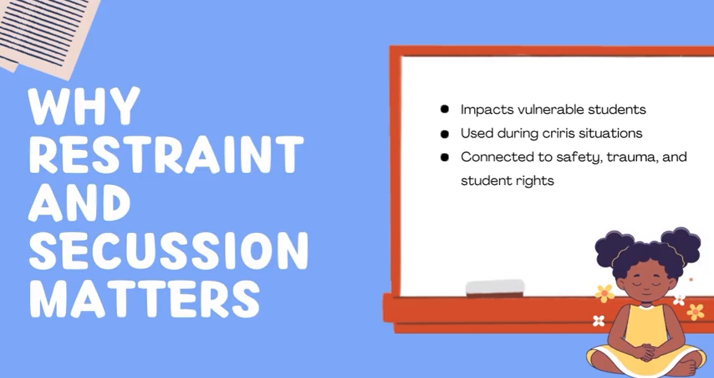All right. So, why this topic matters. This topic, restraint and seclusion, matters because it is used during crisis situations, but they can have serious emotional and physical impacts on children. They disproportionately affect vulnerable students, especially those with disabilities. So understanding this policy is crucial for anyone working in education.